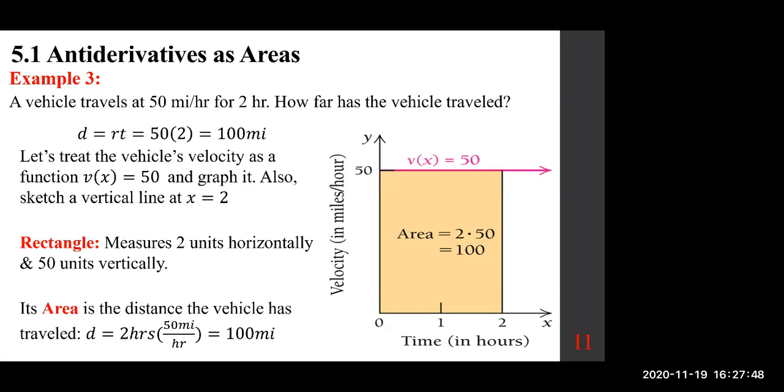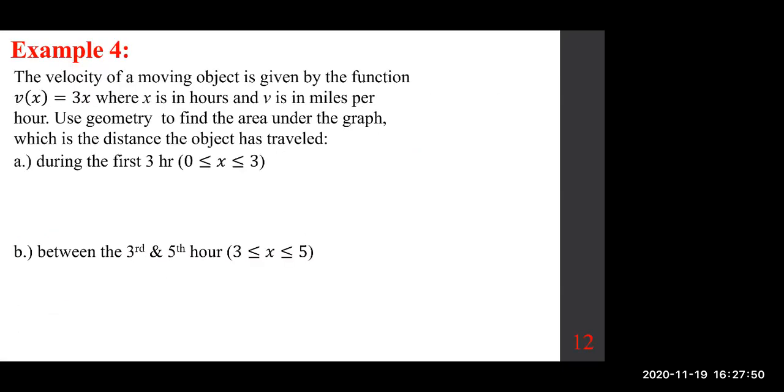Now let's do the same thing with something slightly different. The velocity of a moving object is given by a function V of X equals 3x. I hope you realize Y equals 3x in essence is a line with the slope 3 that goes through the origin. I hope everybody remembers the basic graph, okay? I'm going to use geometry, okay, to find the area under the curve during the first 3 hours, between 0 and 3. So let's look at the graph.